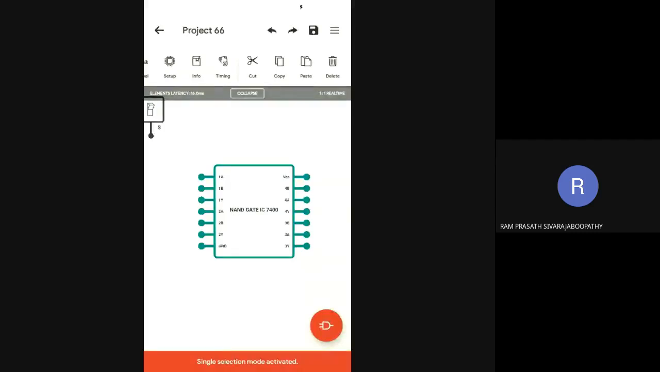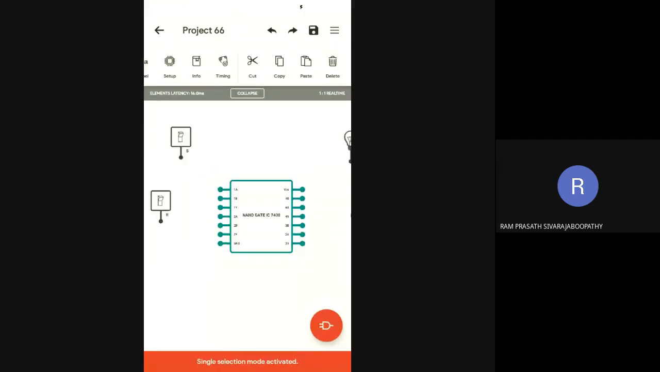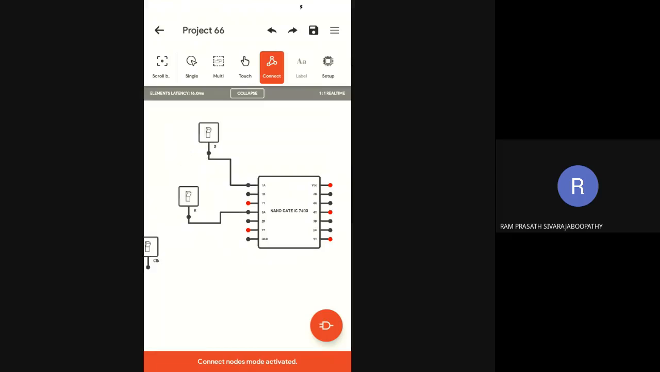4 NAND gates are available in a single IC. So how many ICs are enough? 1 IC is enough. Very good. So for the circuit, remember: in the NAND gate, 1A is one input and 2A is another input. Look what I am doing. I gave S to 1A. R, I give to 2A. What about the third one?